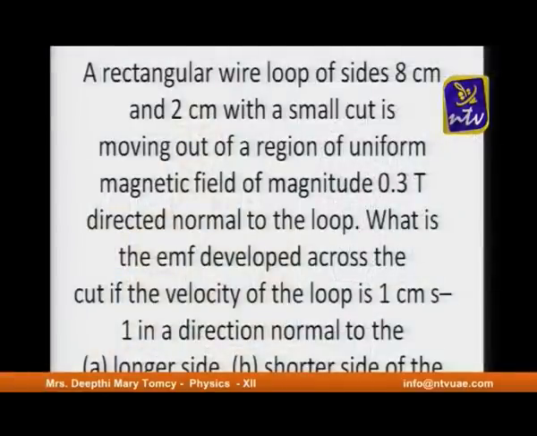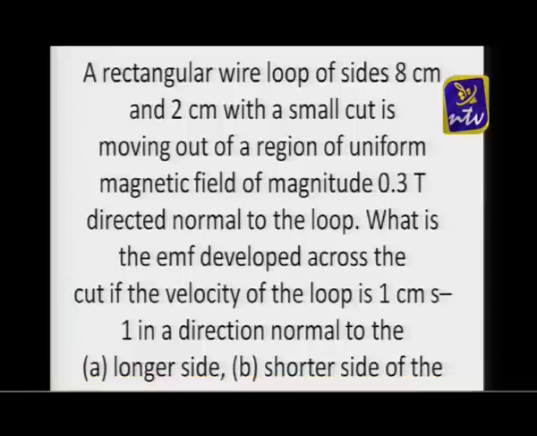A rectangular wire loop of sides 8 cm and 2 cm with a small cut is moving out of a region of uniform magnetic field of magnitude 0.3 Tesla directed normal to the loop. What is the EMF developed across the cut? If the velocity of the loop is 1 cm per second in a direction normal to the longer side, shorter side of the loop, for how long does the induced voltage last in each case?